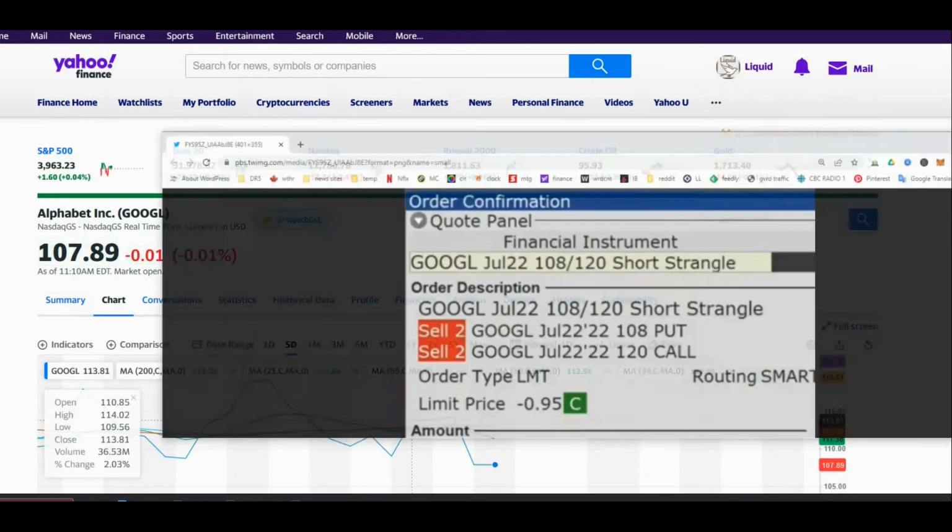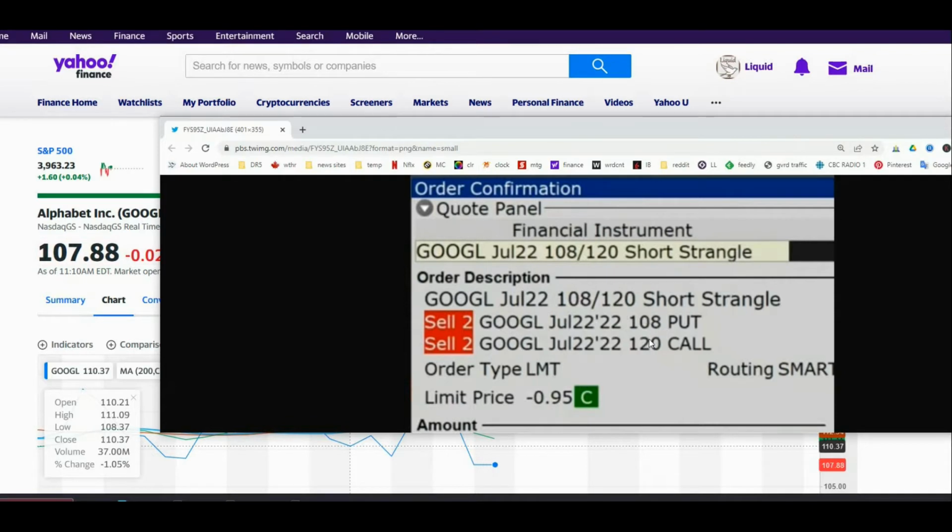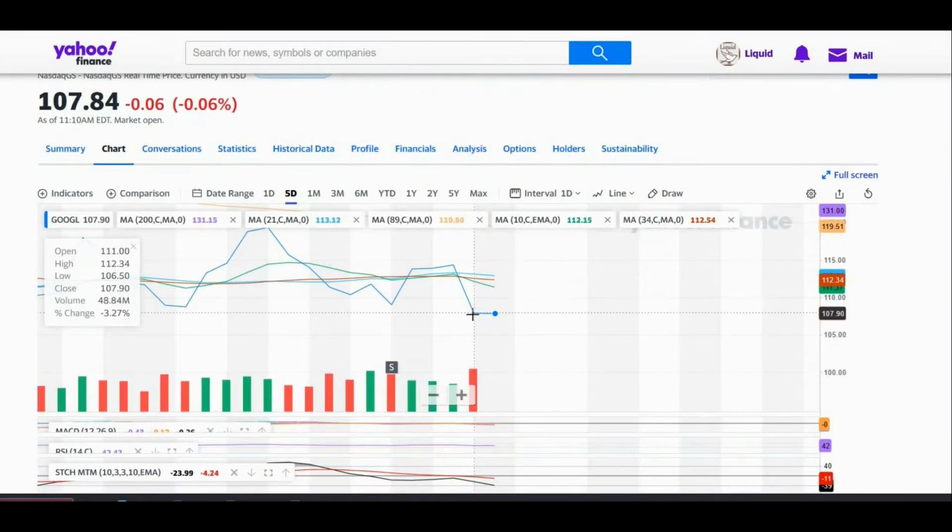And if you remember, I sold two 108 puts and I sold two 120 calls. And the idea was by the end of the week on the 22nd, I wanted Alphabet to close somewhere between these two numbers here. And at the end of the week, Alphabet closed at exactly 108, pretty much closed the day at 107.9. But then in after hours trading, it went above 108. It was like 108.05 or something like that.